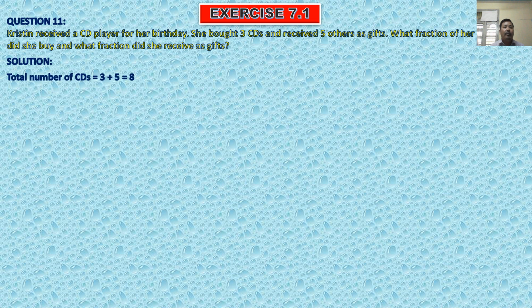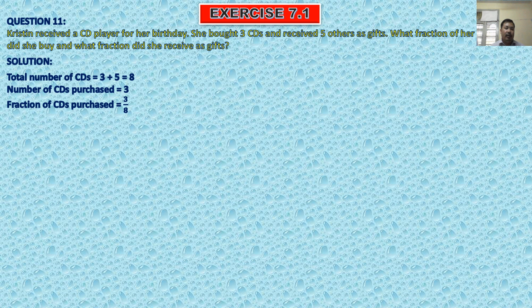The total number of CDs that she has is 3 plus 5: 3 that she bought and 5 that she got as a gift. Then altogether 8 CDs are there. Out of 8 CDs, 3 she bought. Then the fraction of the CDs she bought will be like this. The number of CDs purchased is 3, and the required fraction is 3 by 8.